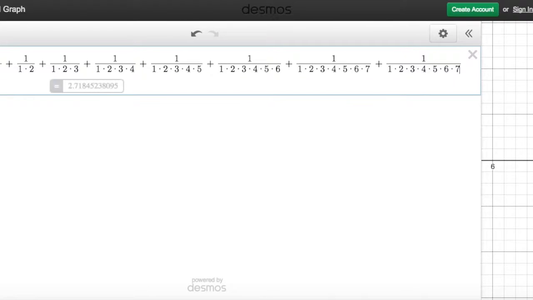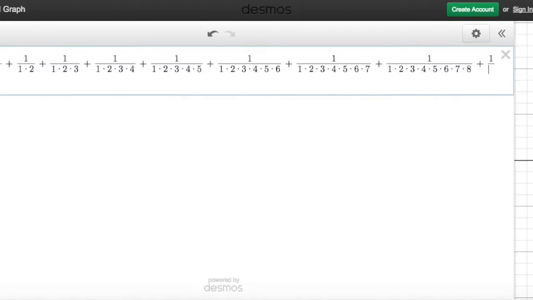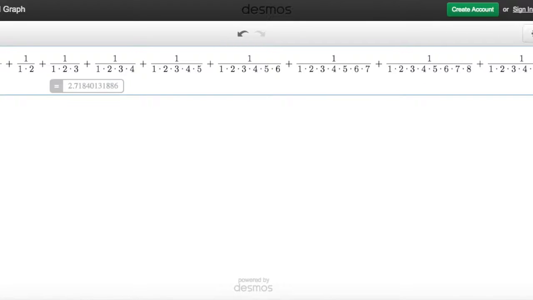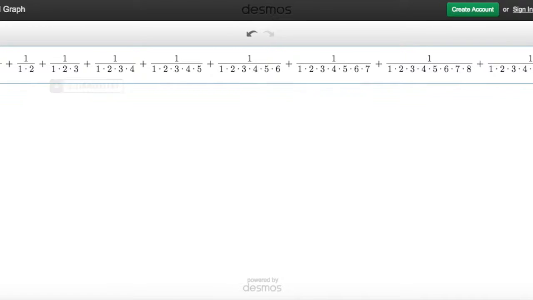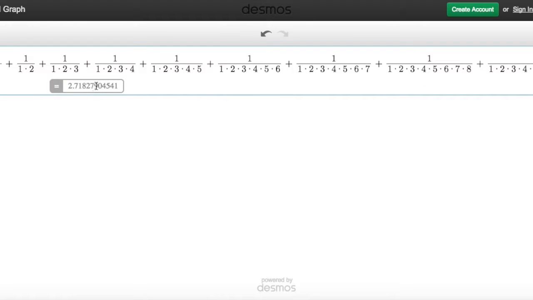And if we keep on going, times 8, we get 2.7182. We actually keep getting closer and closer. If we take this out for a really long time, 1 divided by 1 times 2 times 3 times 4 times 5 times 6 times 7 times 8 times 9 times 10, we get 2.7182. If you notice, the numbers kind of stopped changing. Just these last digits of this decimal change.